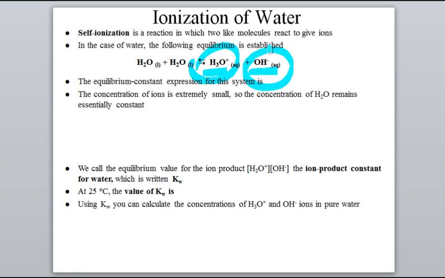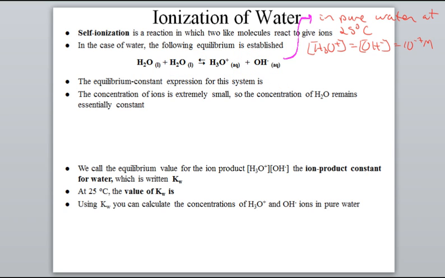If you have pure water, for every one hydronium ion formed, there's one hydroxide. They're the same concentrations, and at 25 degrees Celsius in pure water, their concentrations equal 10 to the negative 7th molarity.